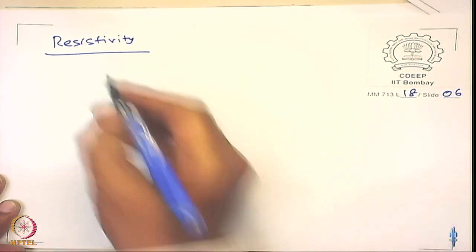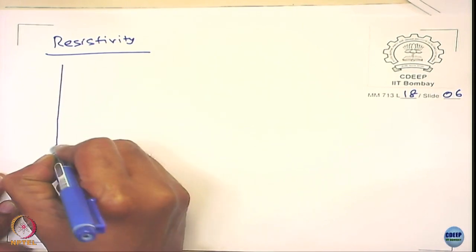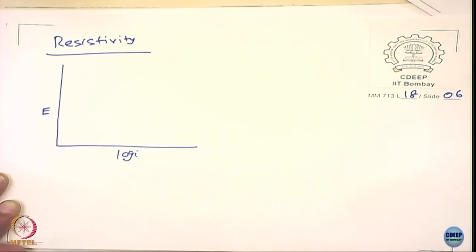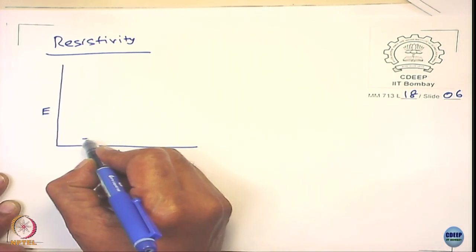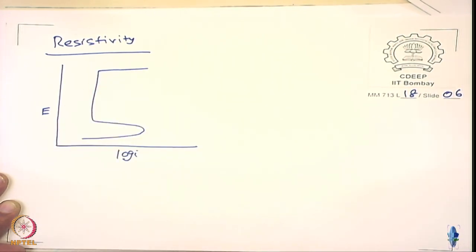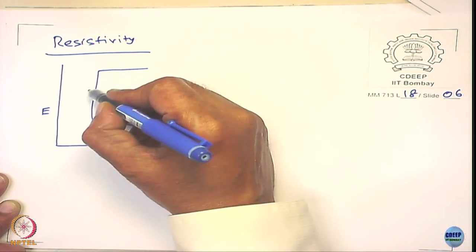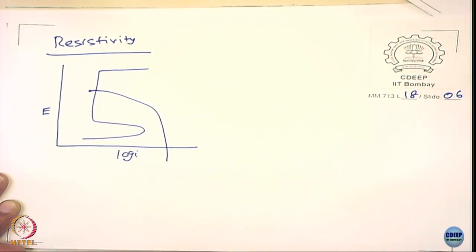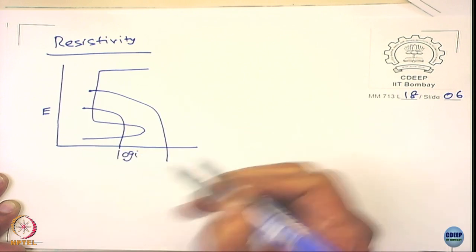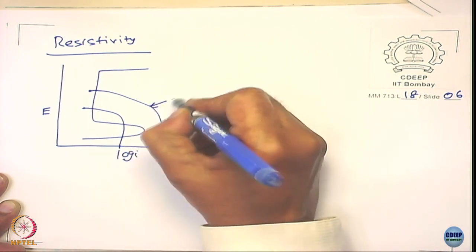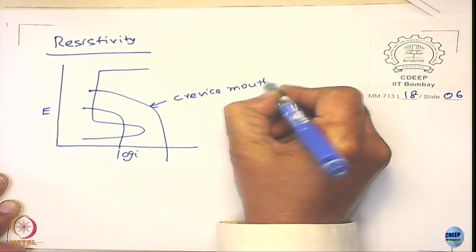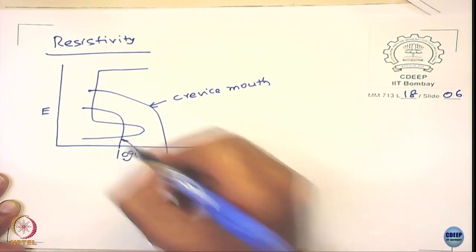Let us take the case of, I think you guys are all familiar with the polarization curves of, if the oxygen concentration is more, it starts passivating. If the oxygen concentration is little less, right, this is the crevice mouth and this is your crevice. Can you see that?